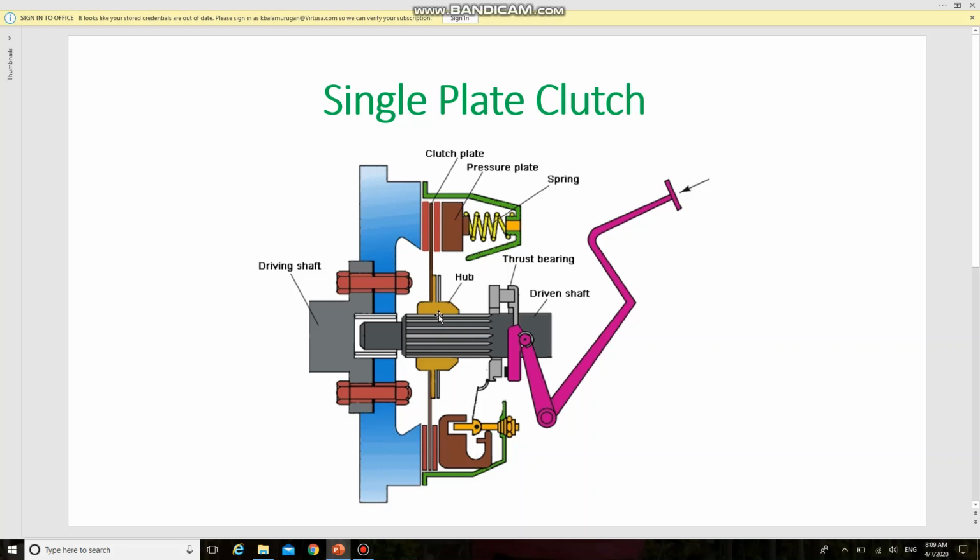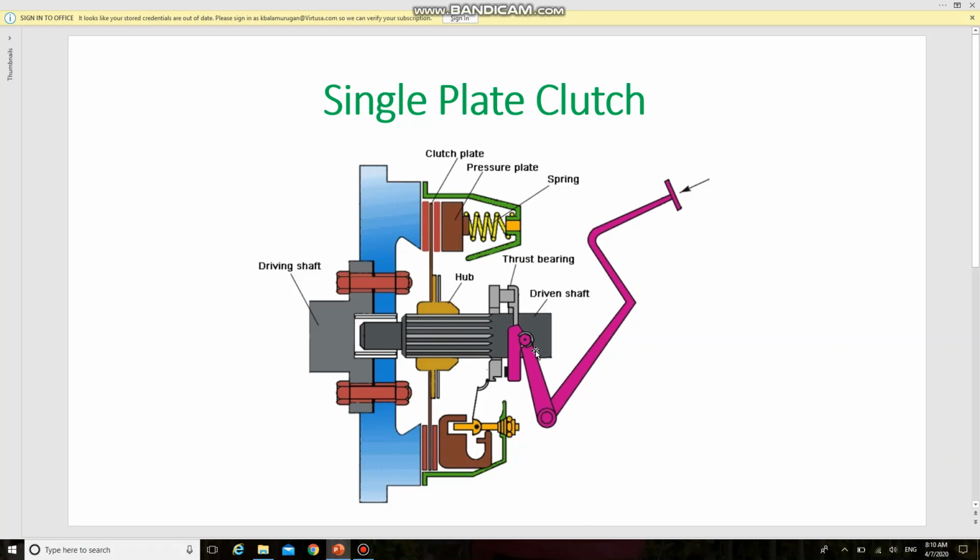Okay, let us see the construction. So it consists of a clutch plate with both side friction lining, a flywheel, a pressure plate, this green colored thing is the pressure plate, thrust bearings, hub springs, this is the hub spring, and some input mechanisms for engaging and disengaging.